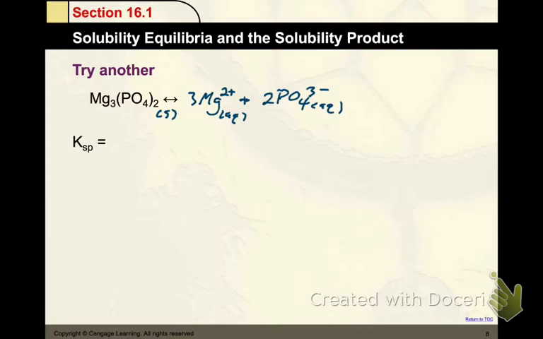So when we're writing out our Ksp, we'll have Mg2+ cubed times PO4 3- squared. And that is our Ksp expression for magnesium phosphate.